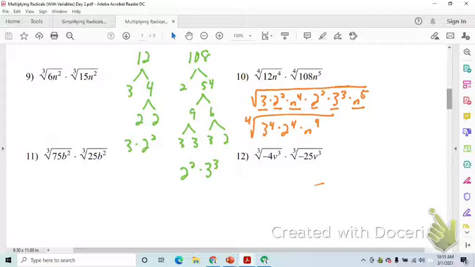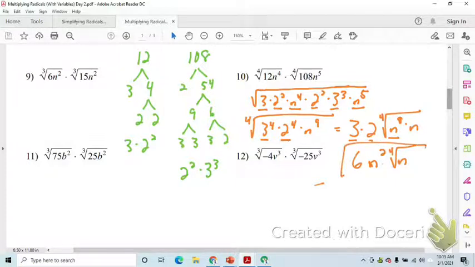Okay, so two things appear real quickly here. The 4th root of 3 to the 4th is 3. The 4th root of 2 to the 4th is 2. And then I'm going to work on this 4th root of n to the 9th. I'm going to break it down to n to the 8th times n, because we want the number divisible by 4. So 3 times 2 is 6. What is the 4th root of n to the 8th? That should be n squared, because 8 divided by 4 is 2. And this would be the 4th root of n left in there. Kind of a tricky problem there, but that's what we end up with.